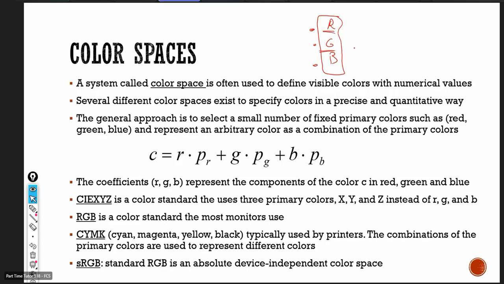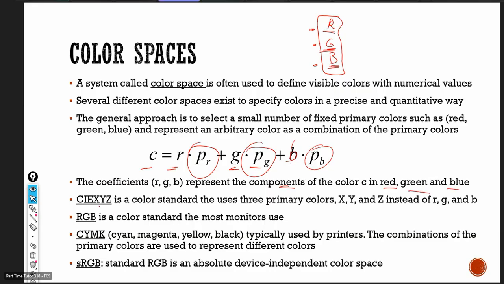Now, if I want to display any color, you have to make a percentage of red, a percentage for the green, and a percentage for the blue. And so the color here will be the red multiplied by the percentage of the red, plus the green multiplied by the percentage of the green, plus B, which is the blue, multiplied by the percentage of the blue. So the RGB represents the components of the color in red, green, and blue.